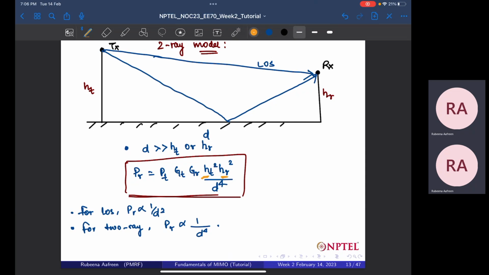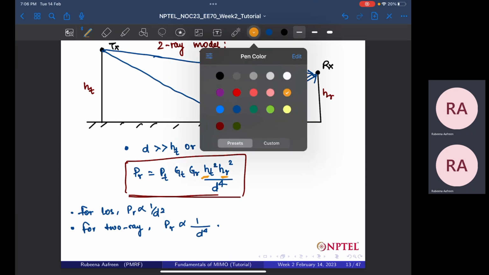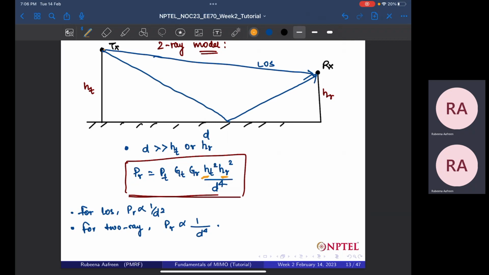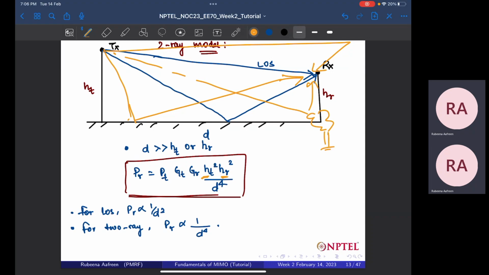In real life scenario, many more reflections would be there. This can come from somewhere else. Then there would be some other sort of reflection. So I'm giving a general idea that there can be some trees or some reflectors, buildings are there, anything can happen. This is the real life scenario. So now we will see the coefficient, the d to the power coefficient.